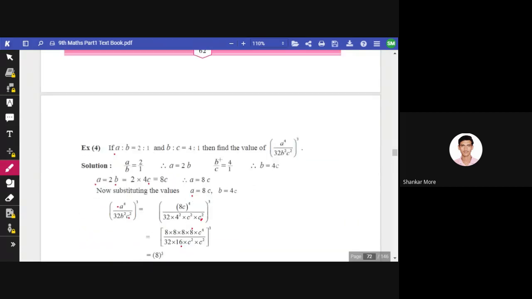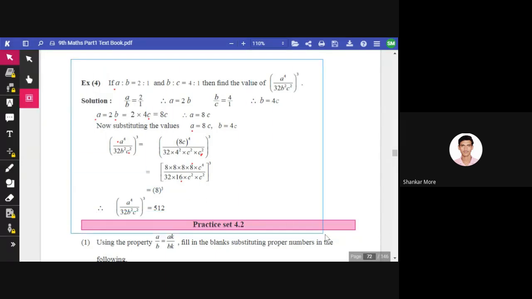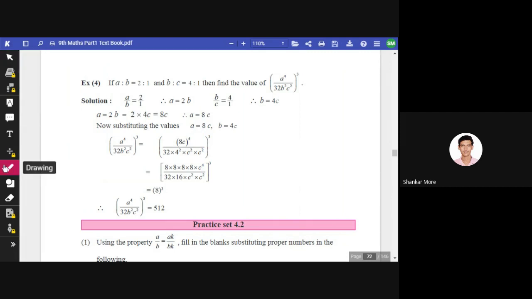Okay, so next we have, just a second, let me just delete these dots. Okay, so question fourth, in question fourth we have if a is to b is equals to 2 is to 1 and b is to c is 4 is to 1, then find the value of a raised to 4 divided by 32 b square into c square whole raised to the power 3.